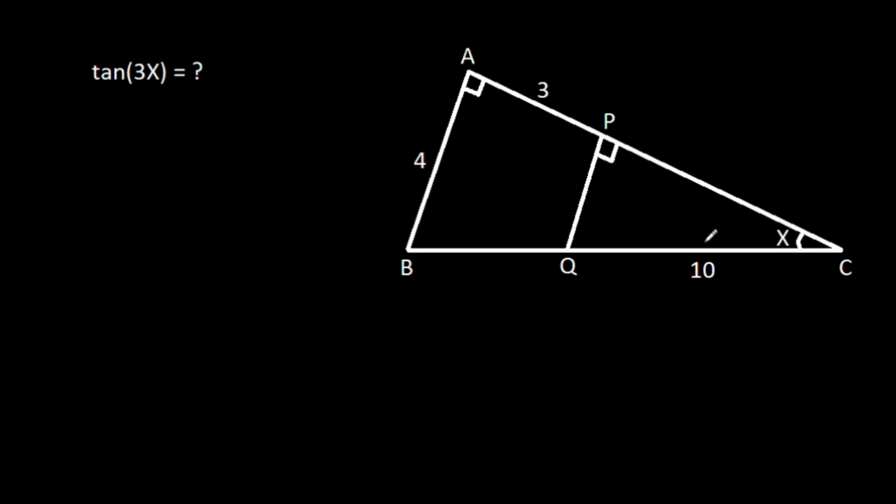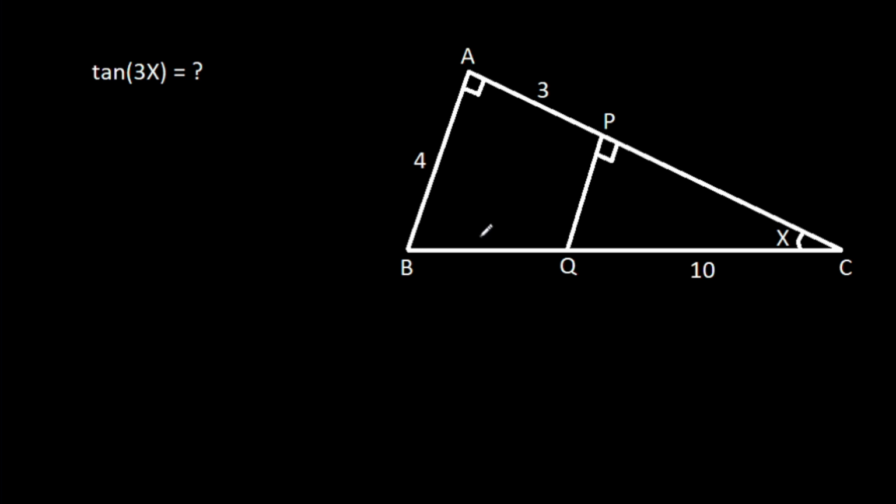In this video, we have been given that angle CAB is 90 degrees, angle CPQ is 90 degrees, and AP is 3, AB is 4, CQ is 10, and angle ACB is x. Then we have to find tan 3x.